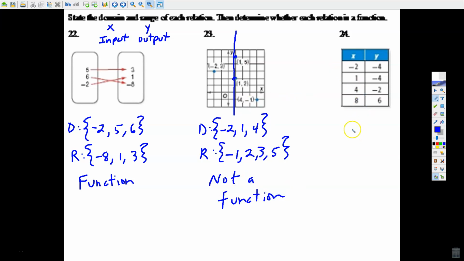And then 24, the domain will be -2, 1, 4, 8. And the range would be -4. Again, there's another -4, but we don't list them more than once. And again, for whether or not a relation is a function, you're looking at the domain. It doesn't matter that I've got repeats in the range. I'm concerned about repeats in the domain, and there are none, and so this is a function.